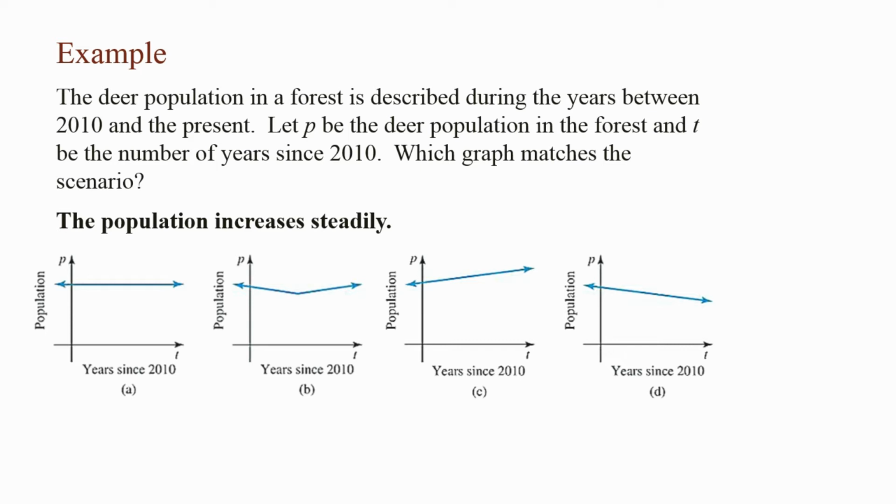In graph C, our population went up from left to right, so that means it increased steadily. Our line is going down from left to right for D, so that tells us the population decreased steadily. So that means our answer is C.